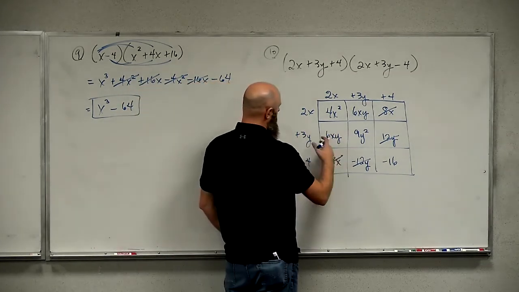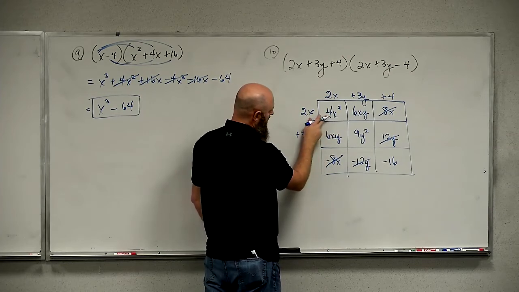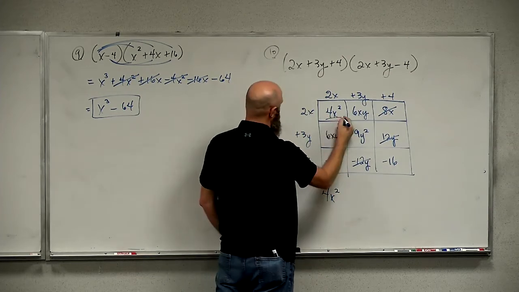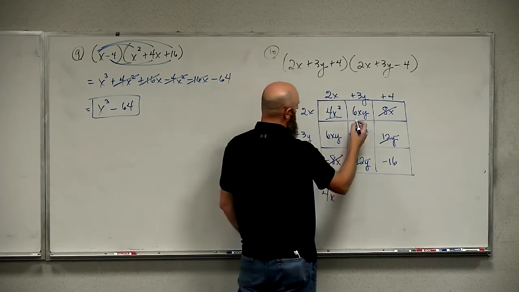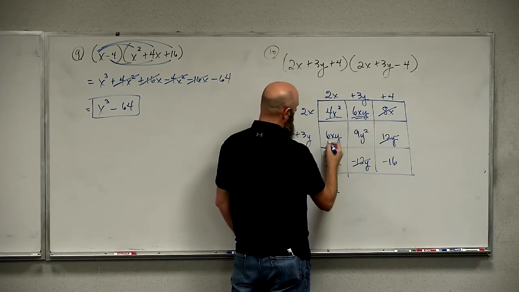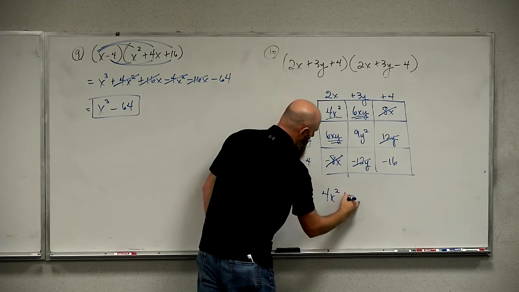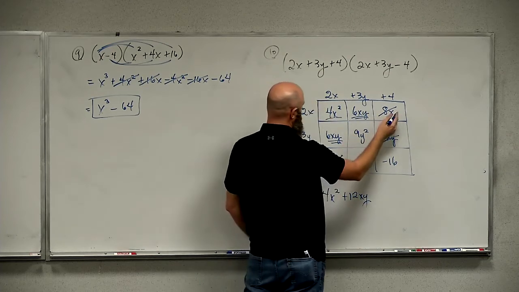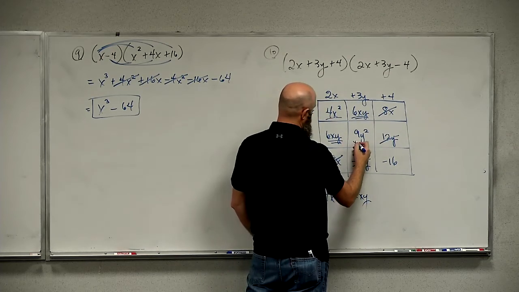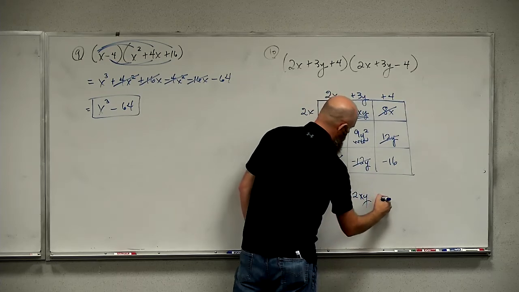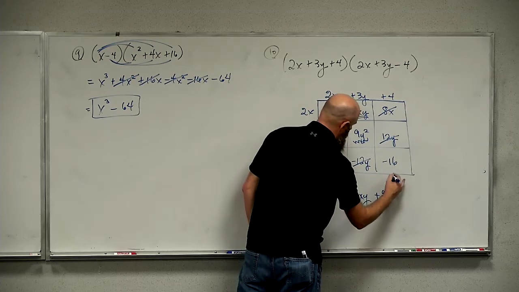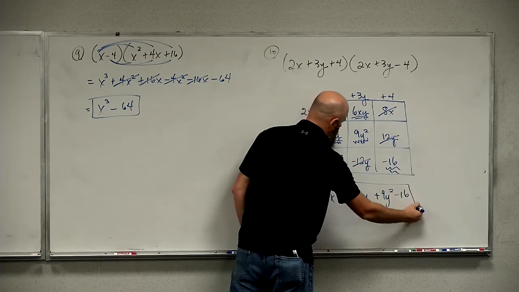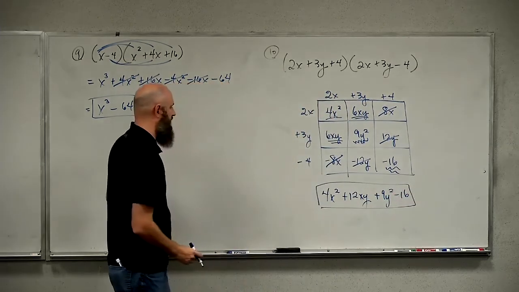So now let's go through and check off. 4x squared, that's the only x squared, so that one's done. We have a 6xy and a 6xy. It'd be 12xy. That one's gone. So 9y squared, and that's the only y squared. And then finally, negative 16 down here. And that is our final answer.